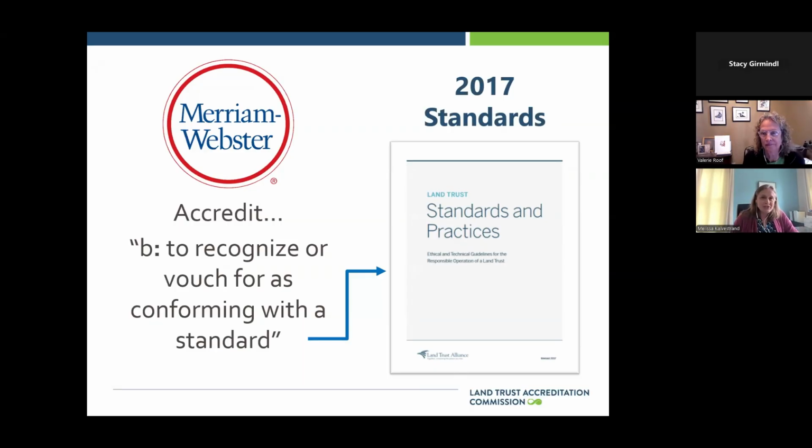Lots of industries have accreditation. There are universities, hospitals, zoos, aquariums, just to name a few. And for you all in the land trust community, the standards are the 2017 Land Trust Standards and Practices. Those standards are the ethical and technical guidelines for the responsible operation of a land trust. That's the official tagline for you all.